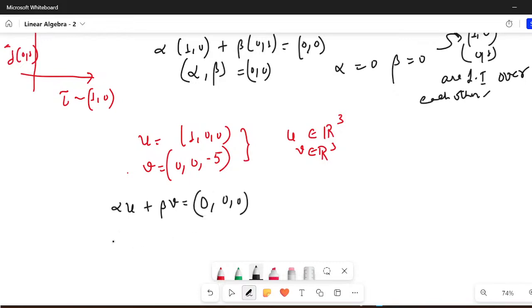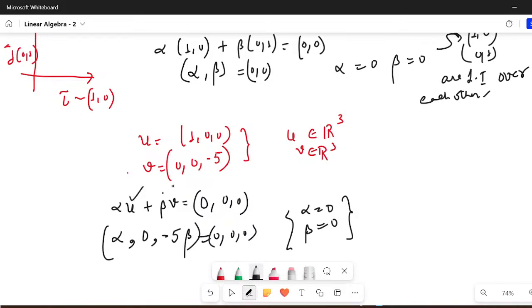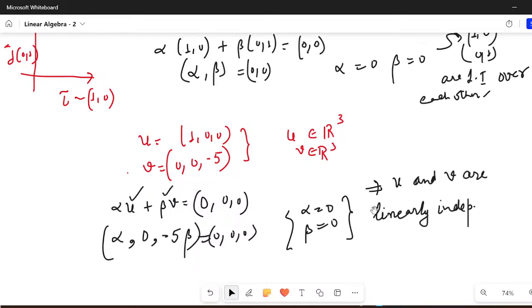If I equate it to (0, 0, 0), what am I going to get? (alpha, 0, -5 beta) is equal to (0, 0, 0). From here I can clearly see that my alpha is equal to 0 and my beta is equal to 0. So alpha v1 plus beta v2 equal to 0 gives me alpha equal to 0 and beta equal to 0. That implies u and v are linearly independent. Okay, so this is how you check linear dependence.